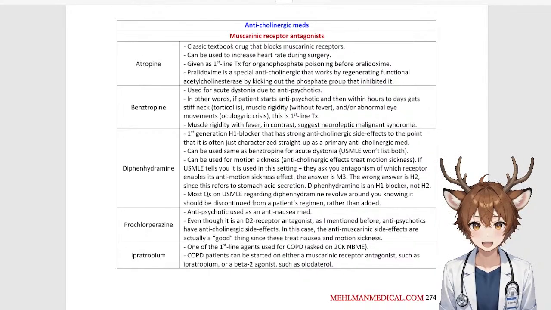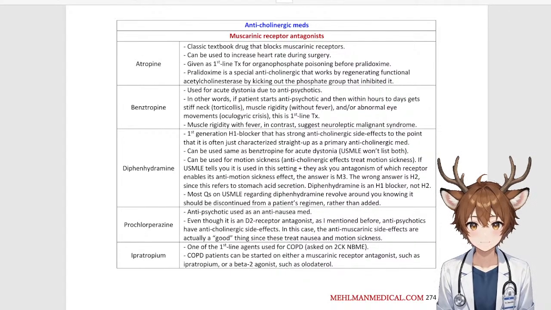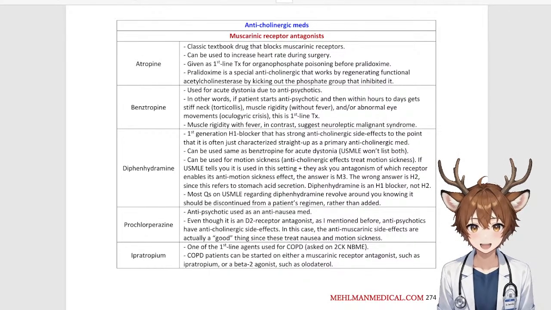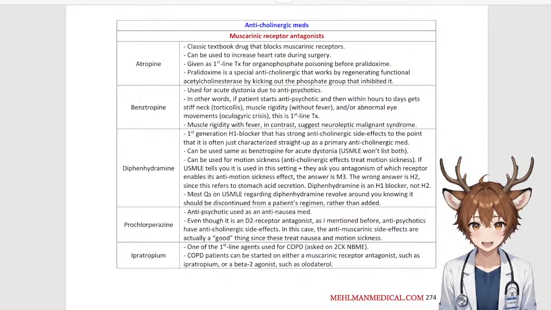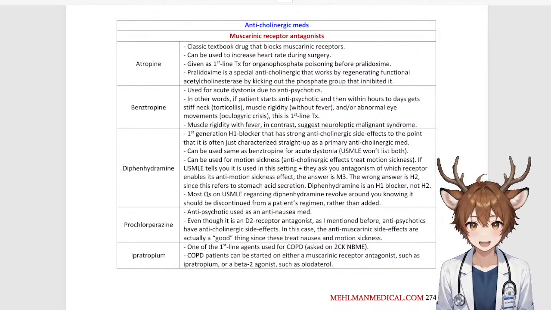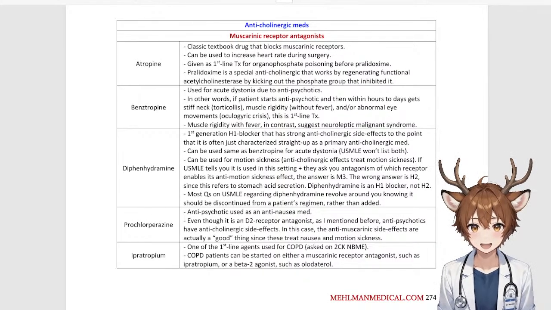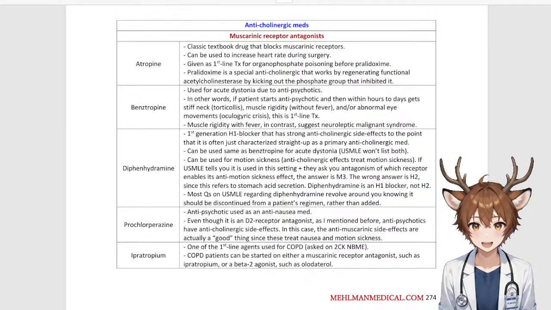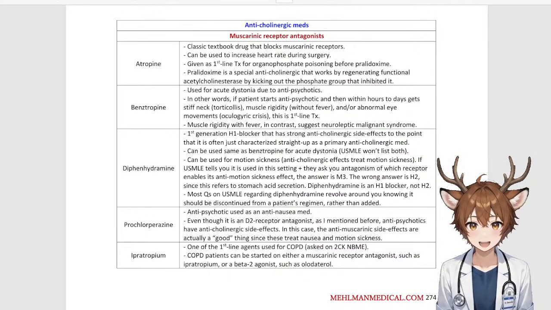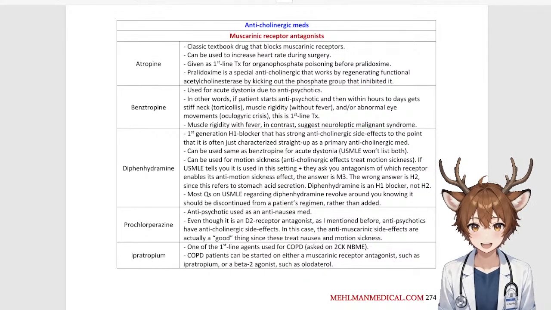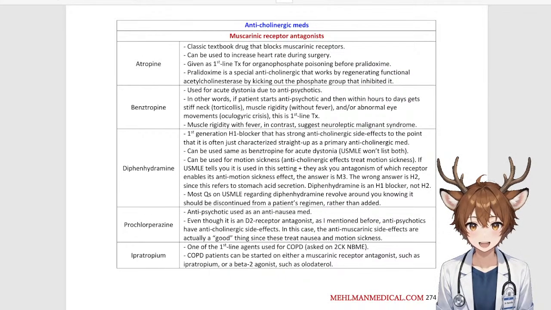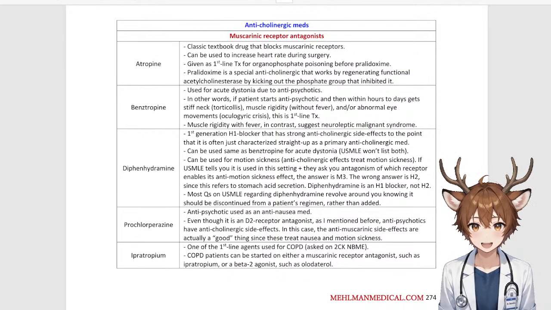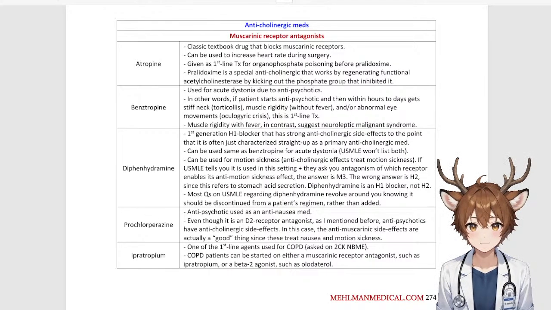If the USMLE tells you that it's used in this setting, plus they ask for your antagonism of which receptor enables its anti-motion sickness effect, the answer is M3. The wrong answer is H2, since that refers to stomach acid secretion; diphenhydramine is an H1 blocker, not H2. Most questions on USMLE regarding diphenhydramine revolve around you knowing it should be discontinued from a patient's regimen rather than added.